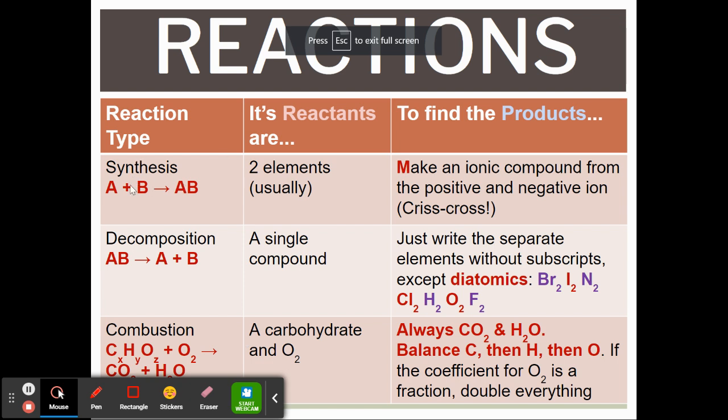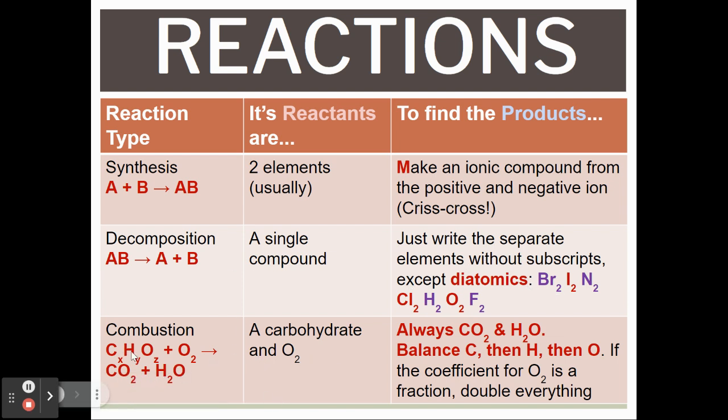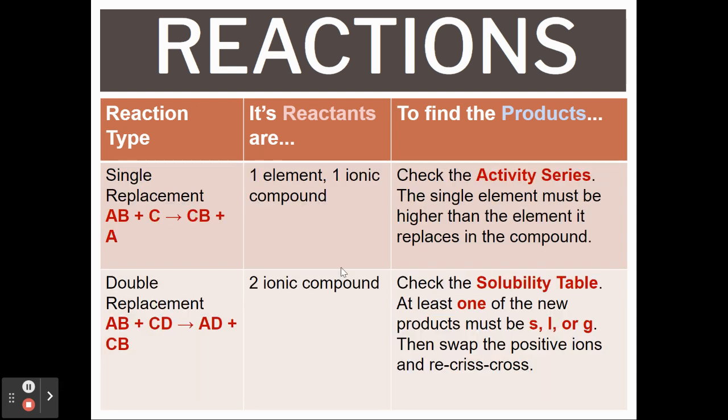You can tell a synthesis reaction because its reactants are usually two elements that will come together and make an ionic compound as a product, all right? Whereas decomposition, you are usually starting with a single compound that breaks up into individual elements, all right? Combustion always starts with something made out of C's and H's and maybe O's, and then you add oxygen to it, and you always produce carbon dioxide and water, all right? These are the easier ones. The harder ones are single and double replacement, all right?